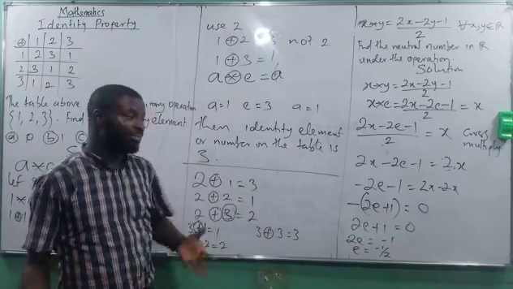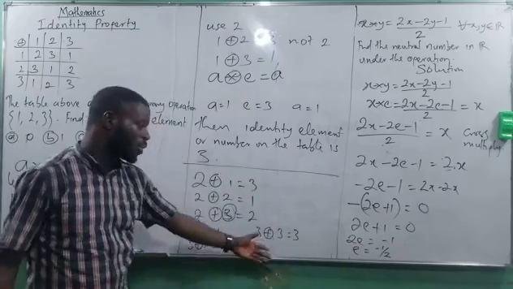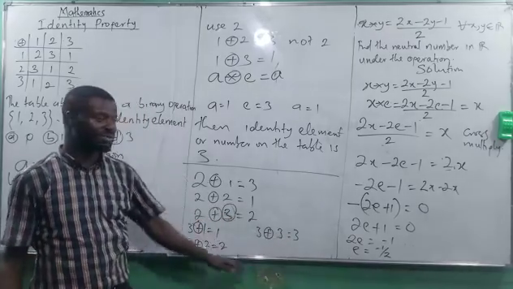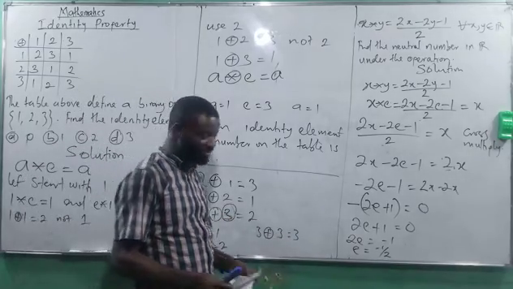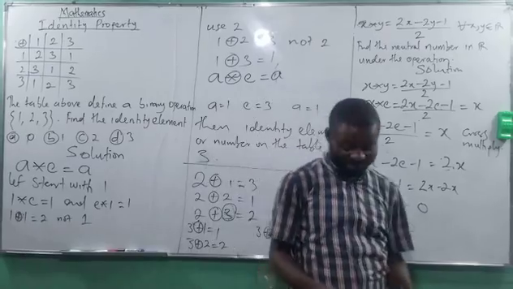For you to get the proof, that is why I have to move on to this level. I think by now you should be able to solve everything on identity property.